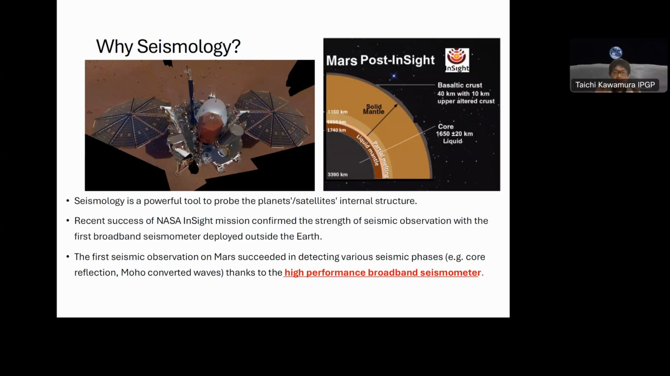So this is exactly why we want to do seismology, and we really want to pin down what the structure of the crust is, and what the structure of the core of the moon is. This is exactly why we really need to go back to the moon with a seismometer. Next slide, please.